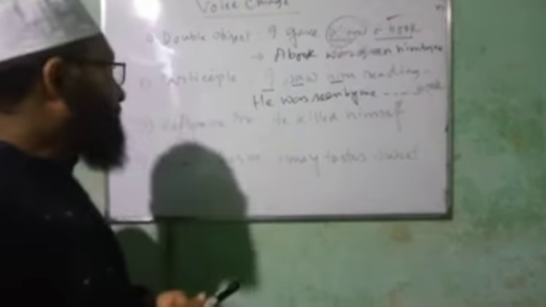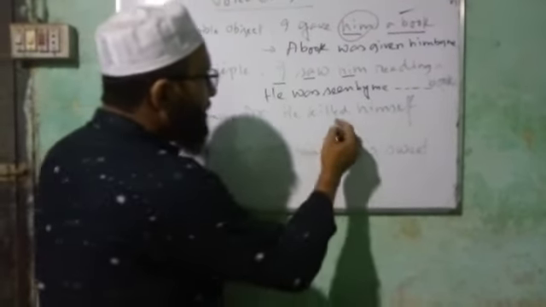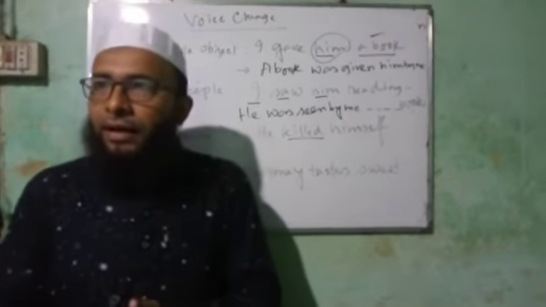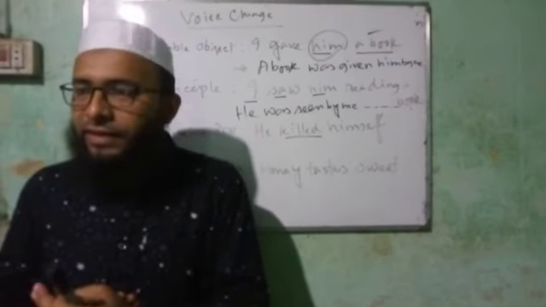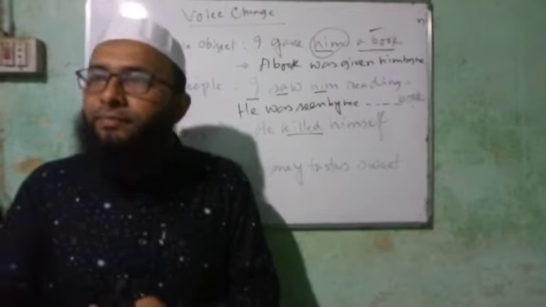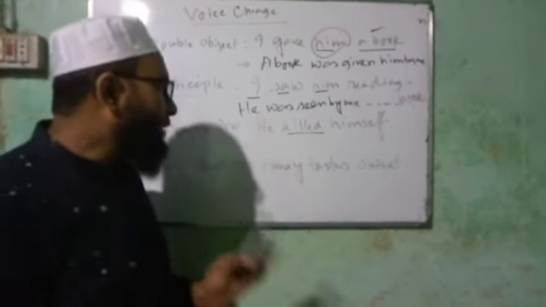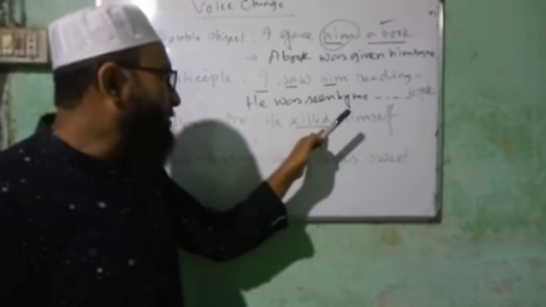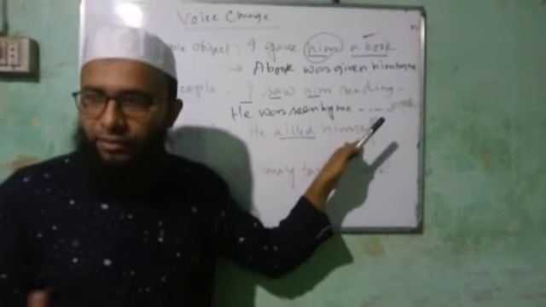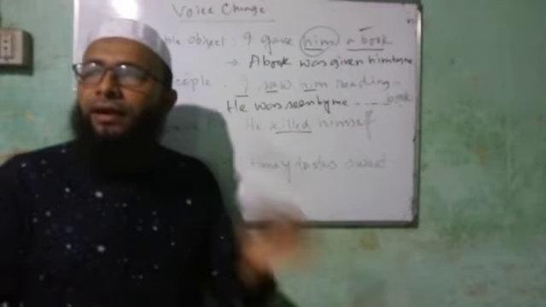Now, if there is a reflexive verb, we know that a reflexive verb means the verb that is followed by a reflexive pronoun. That is called a reflexive verb. For example, he killed himself. We know that it is a reflexive verb because after that there is himself. It is a reflexive pronoun. So the verb followed by a reflexive pronoun is called a reflexive verb.